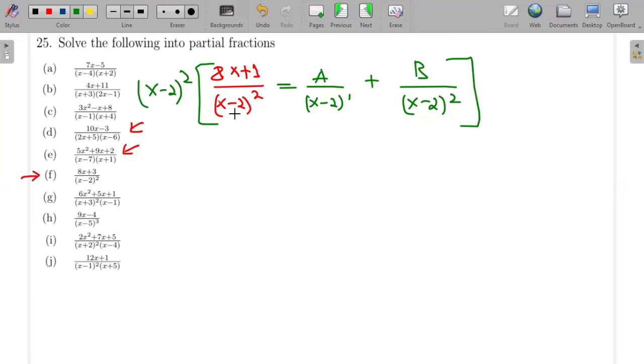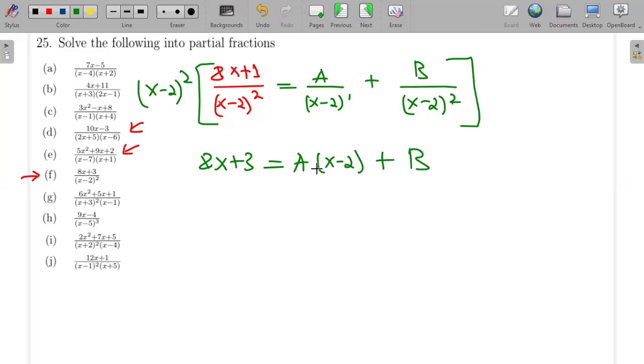So if I multiply this with this, I just have 8x plus 3 is equal to. If I multiply this with this, one of these is going to cancel out. So I'll have a and then x minus 2. Plus, if I multiply this with this, it's going to cancel out. This thing and this will cancel out. So I'm just going to remain with what? Just going to remain with b.